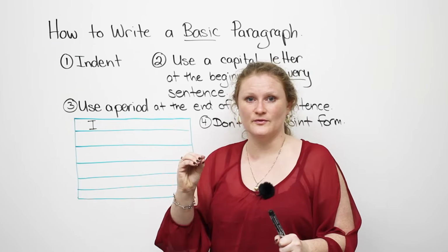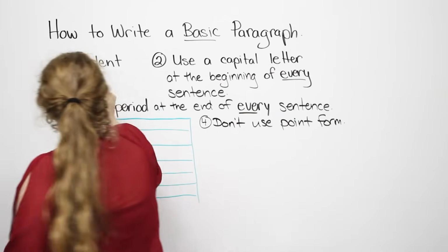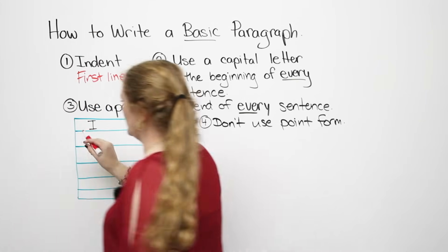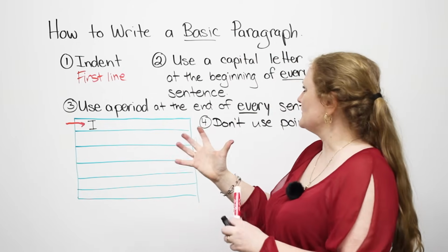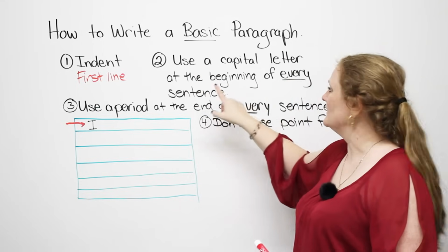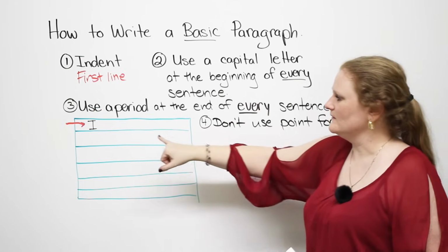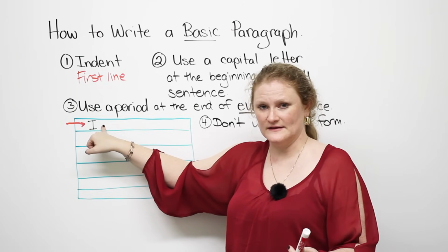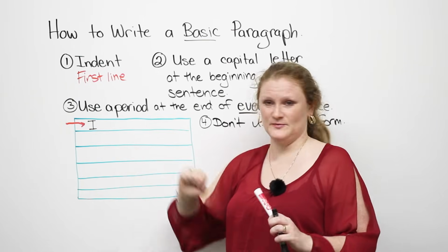So it's very important that you only indent the first line of your paragraph. Like so. Okay. The next thing that you have to do is you have to use a capital letter at the beginning of every sentence. Now, the word that I've written is I. Another rule in English is that every single time you write I, it must be a capital.